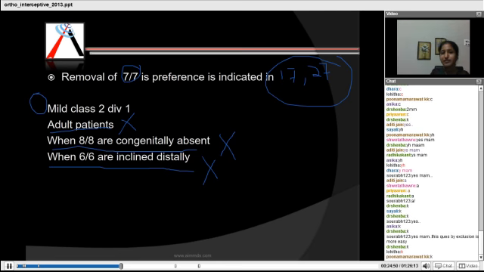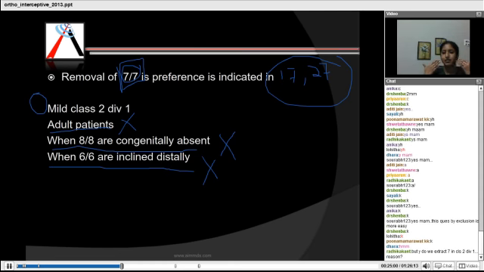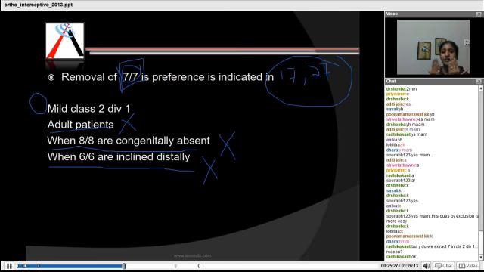I think it should be 1-7 and 2-7. You cannot extract 3-7 and 4-7. If you extract 1-7, 2-7, then your maxillary arch will go back. See Radhika, if you extract 1-7 and 2-7, your 1-6 and 2-6 will move distally. All your upper arch teeth will move distally. So when all the teeth move distally, you will get a better profile view. His class 2 division will be reduced. Getting me? Your teeth will move back.